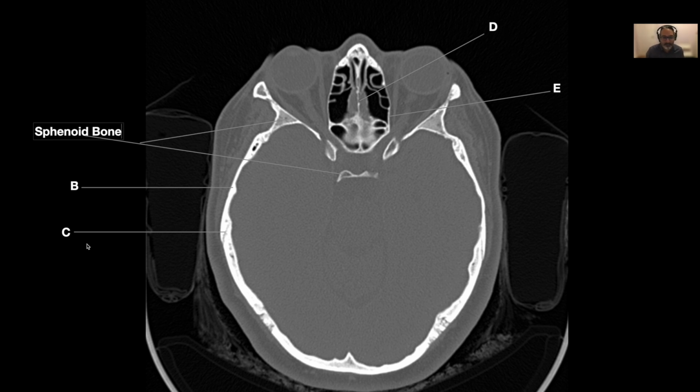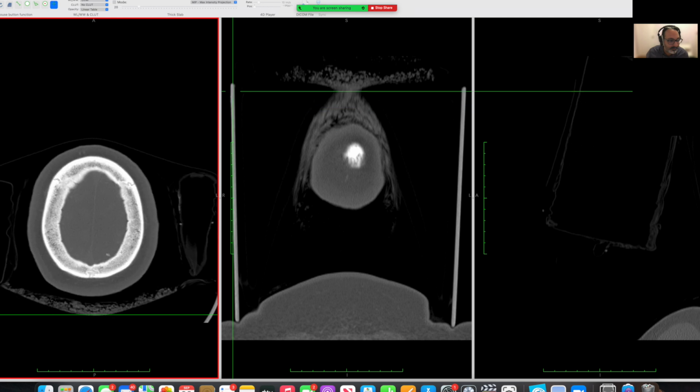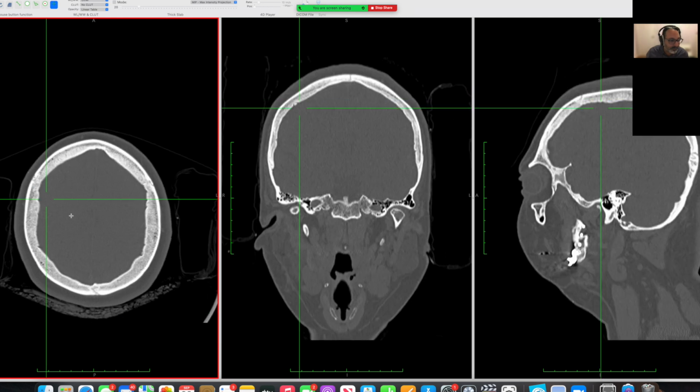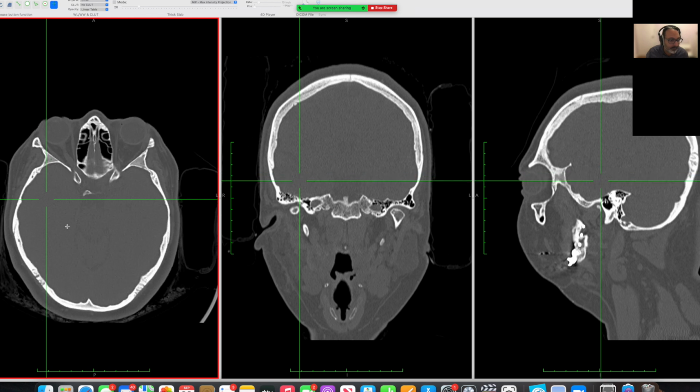B is temporal, I believe it truly is. Could it be the parietal? That could be the parietal bone. Do you want to check? Let's see. We're up at this level. Oh, of course you can't see that. Why am I doing that? Okay.